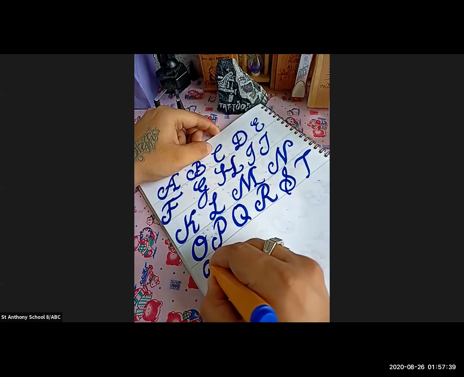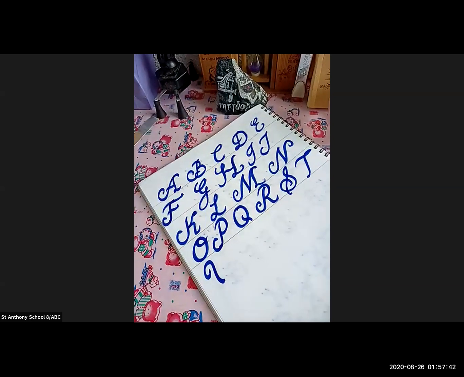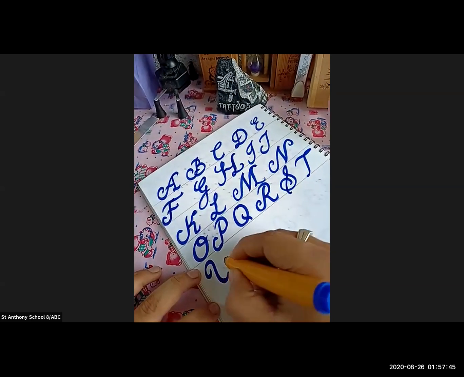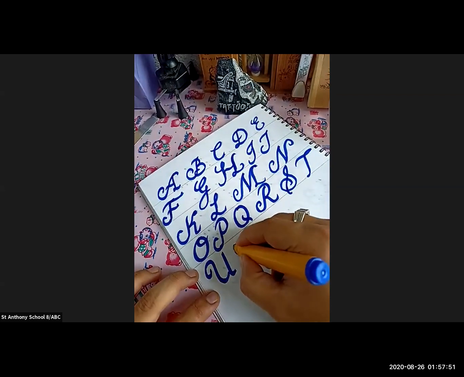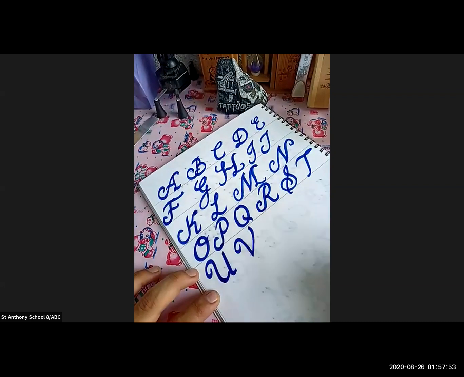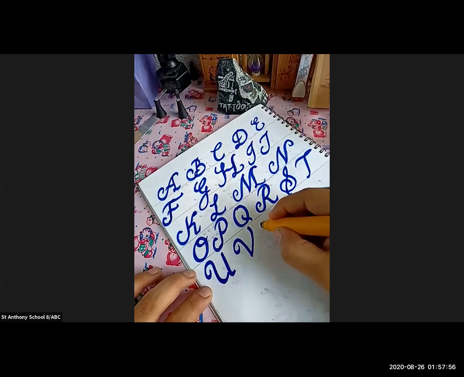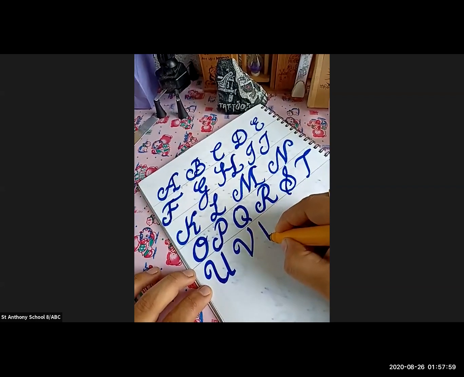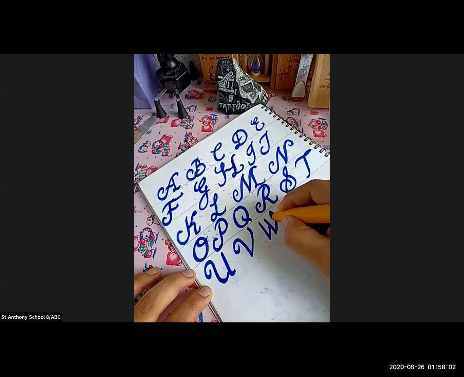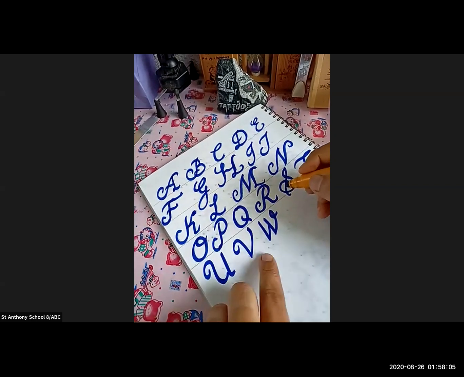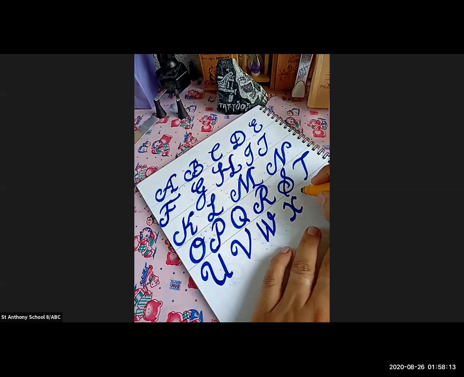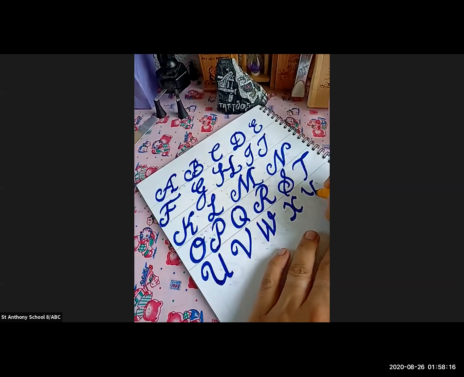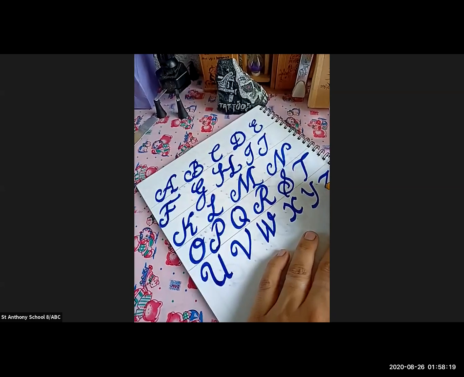Then here comes your U. So this way, this is your U. Then comes your V. Then comes your W. Then comes your X. Y. And then Z.